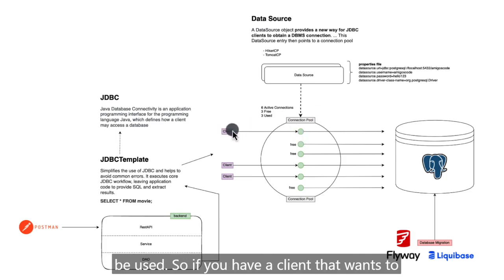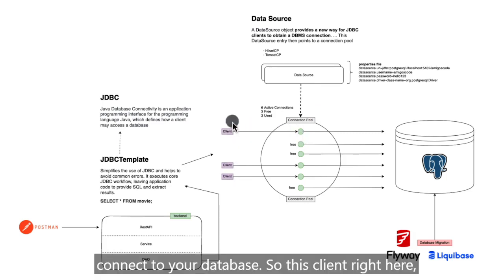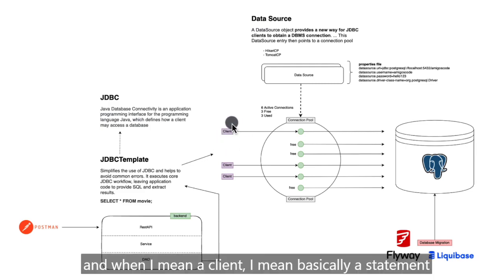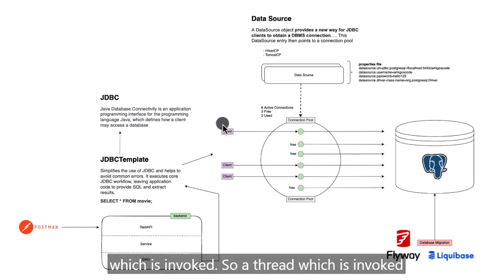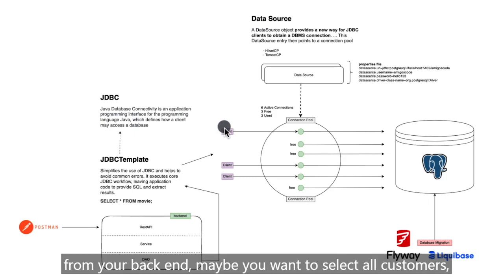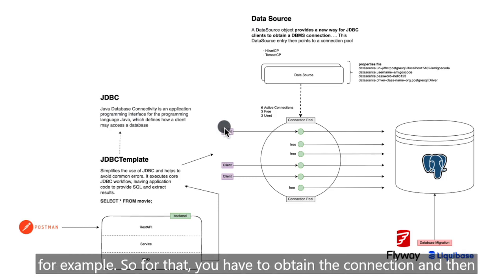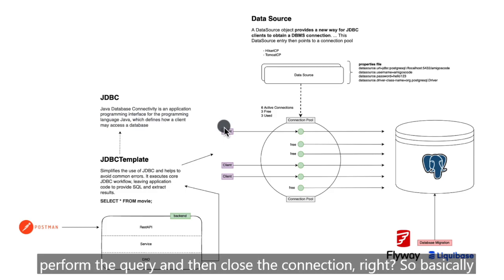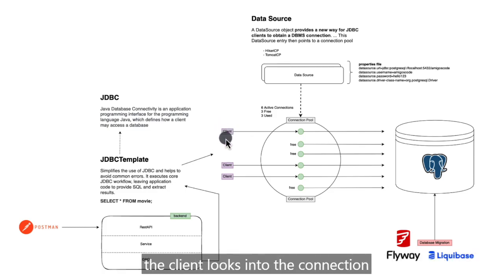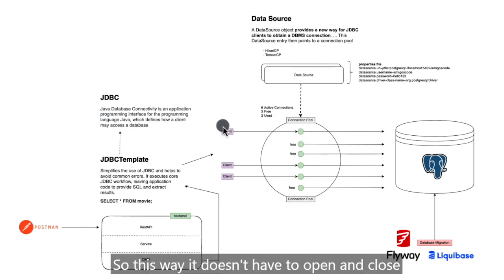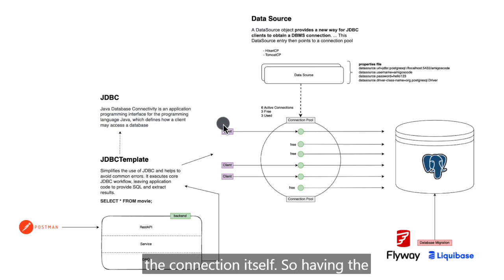So if you have a client that wants to connect to your database, I mean basically a statement which is invoked, so a thread which is invoked from your backend, maybe you want to select all customers, for example. For that, you have to obtain the connection, perform the query, and then close the connection, right? So basically the client looks into the connection pool for ready available connections. This way it doesn't have to open and close the connection itself.